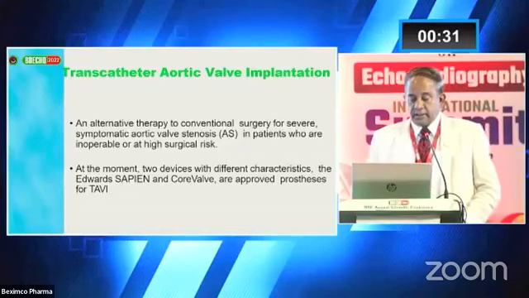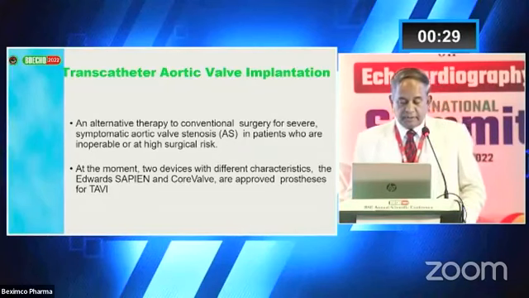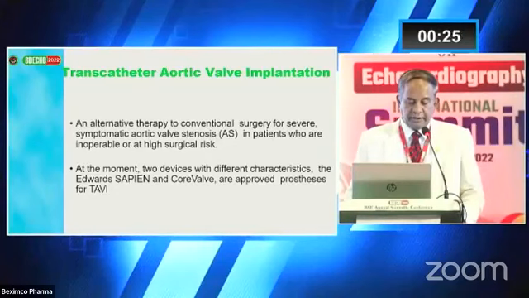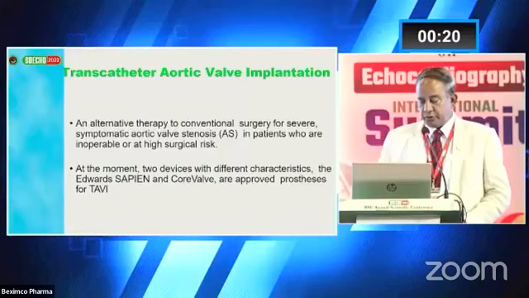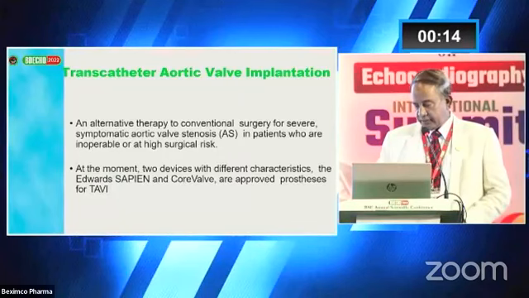In valve replacement, echo plays a very important role pre-procedure, during the procedure, and after the procedure. I think there is a lecture after me on this one, so I would like to skip it.